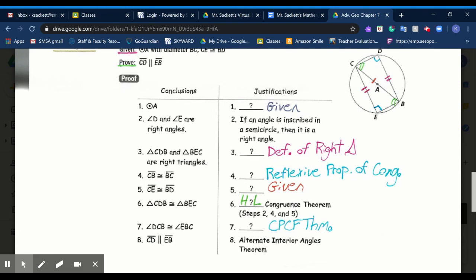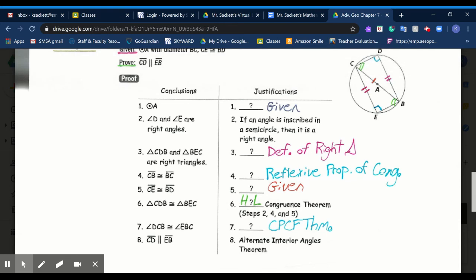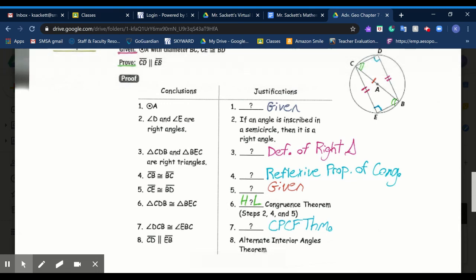So the first conclusion was circle A, which our justification was given. Then angles D and E are right angles. And our justification there is if an angle is inscribed in a semicircle, then it is a right angle. Coming from the idea of inscribed angles making half the measure of their opposite arc. So if that's a 180-degree arc, that inscribed angle would be half of that. So half the measure of a 180-degree arc is 90 degrees.